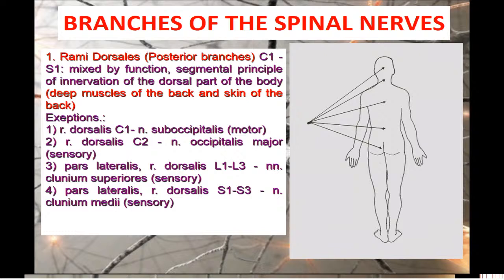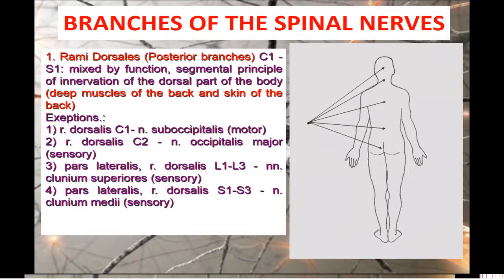The dorsal branch of the second cervical nerve is the greater occipital nerve, nervus occipitalis major, which is purely sensory, and it supplies the skin of the corresponding region. All the other dorsal branches are mixed.